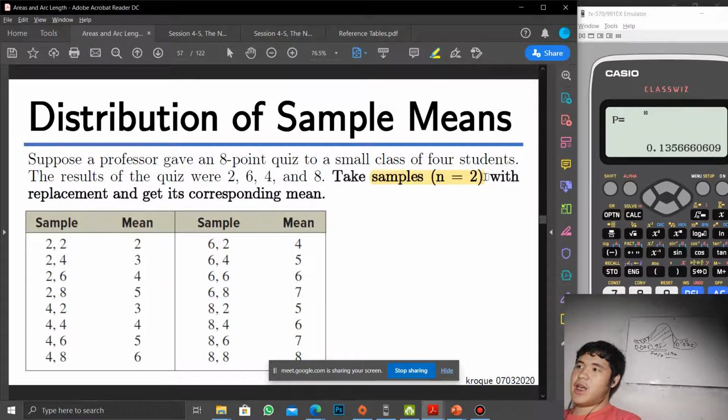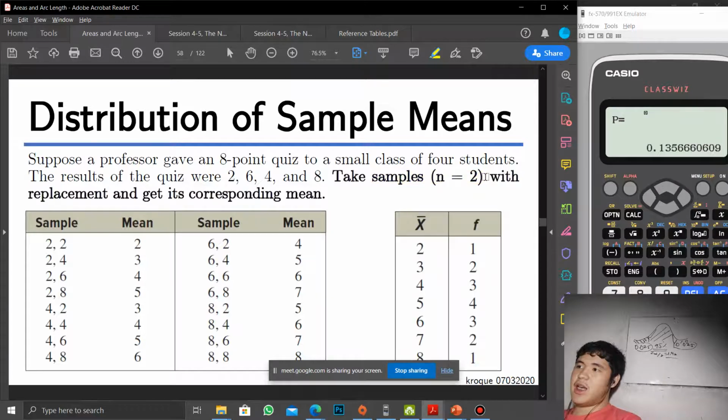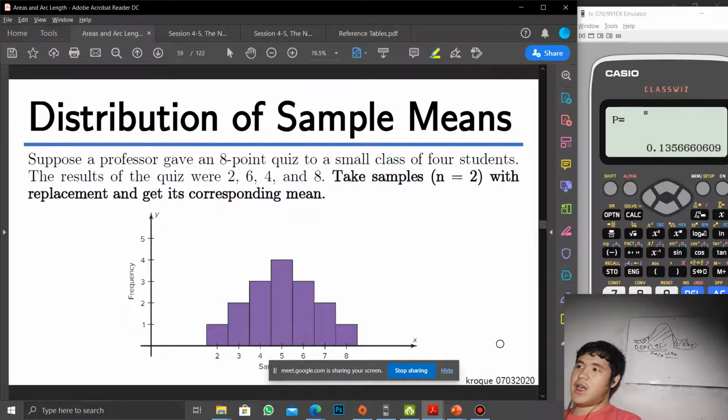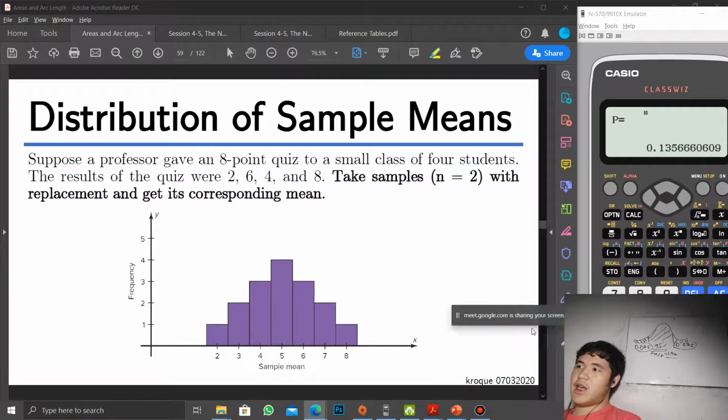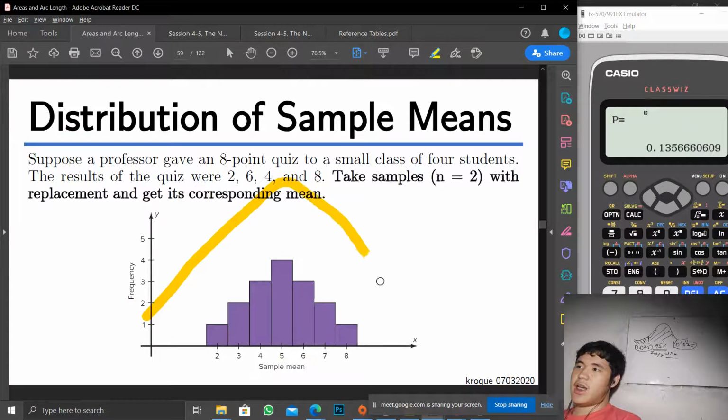Now, creating a frequency distribution, we get 2, 3, 4, 5, 6, 7, 8 with frequencies 1, 2, 3, 4, 3, 2, 1. It goes up, then down. So what does this tell you? Creating the graph of this, a histogram of the sample means, we get this. It's normally distributed, right?